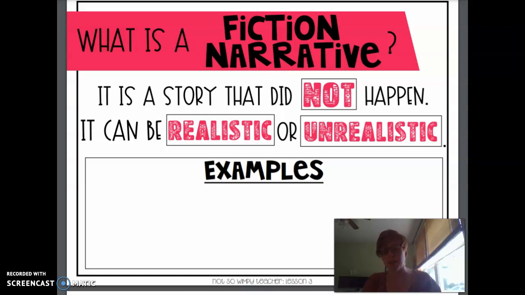And we talked about some examples, like animals talking, right? That doesn't happen in real life, but in fiction narratives, it could happen. Or you could jump on the moon in a fiction narrative, okay?